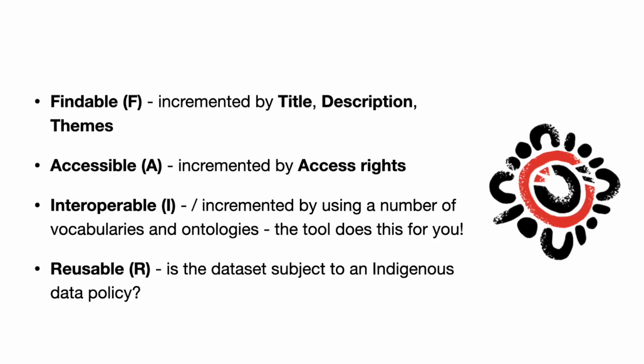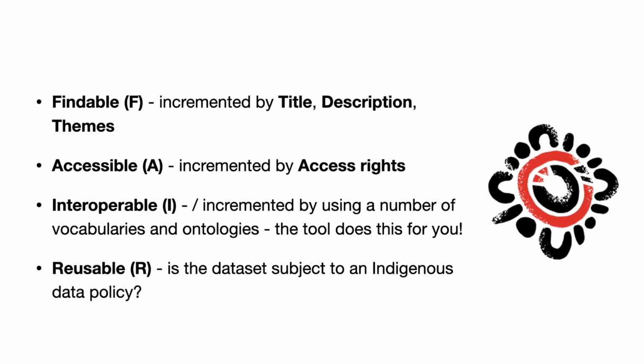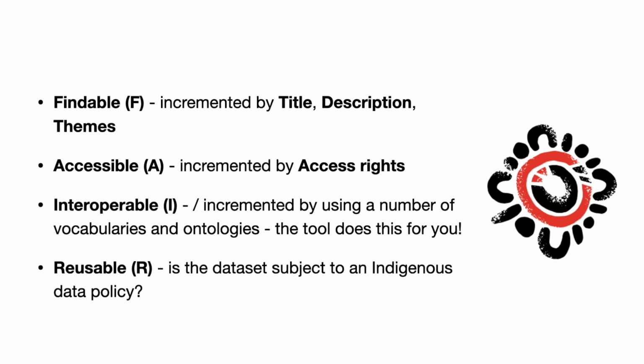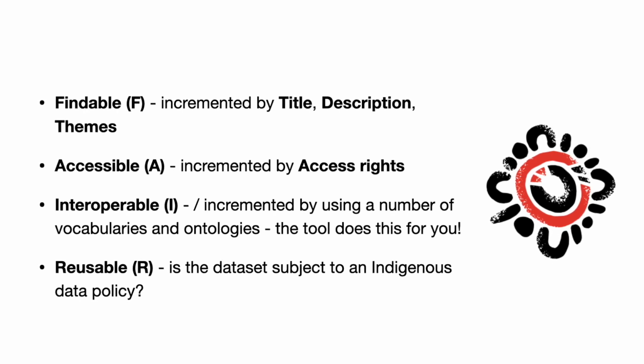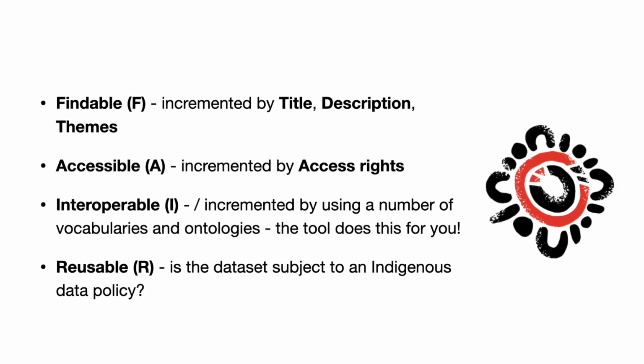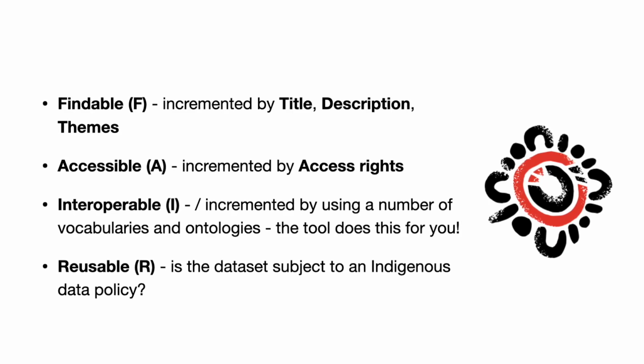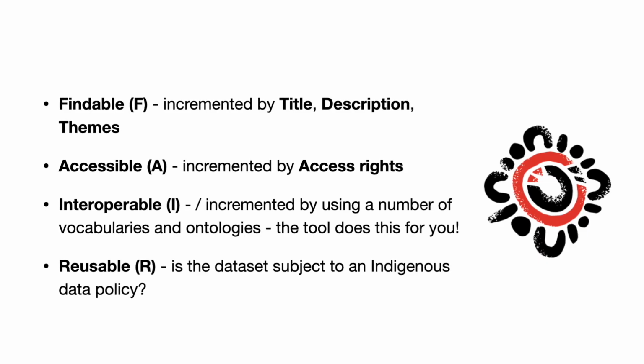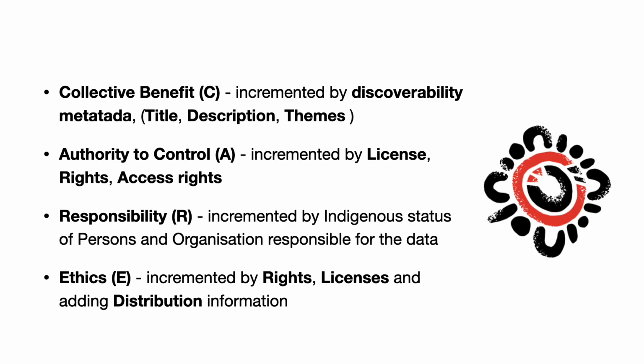And the R is for reusable. If you have indicated rights and licenses, this score will be incremented. Where the catalogue record refers to its sources, such as a distribution URL, which enables proper citation, the score will also increment. So that's FAIR. What about CARE? The CARE principles address a clear deficit in FAIR regarding Indigenous people's rights and interests.